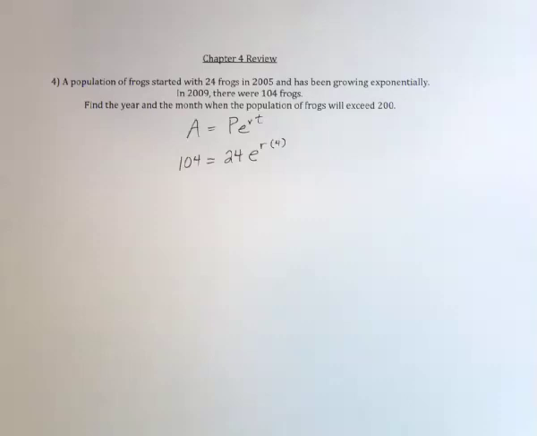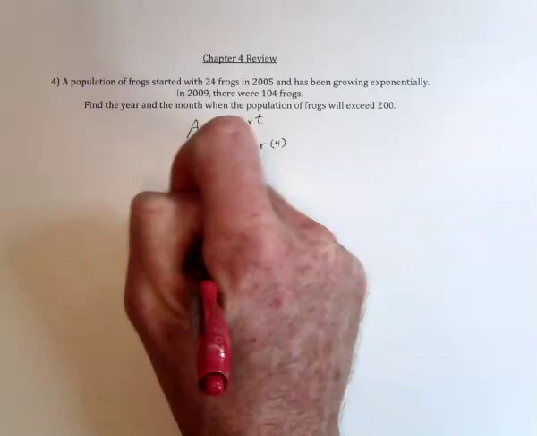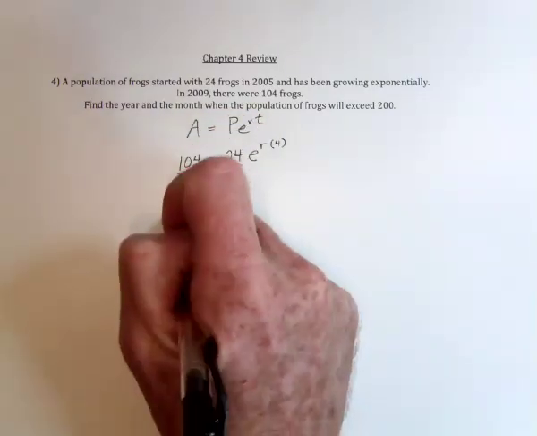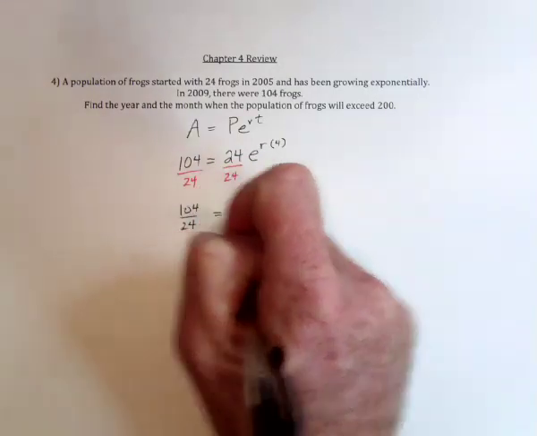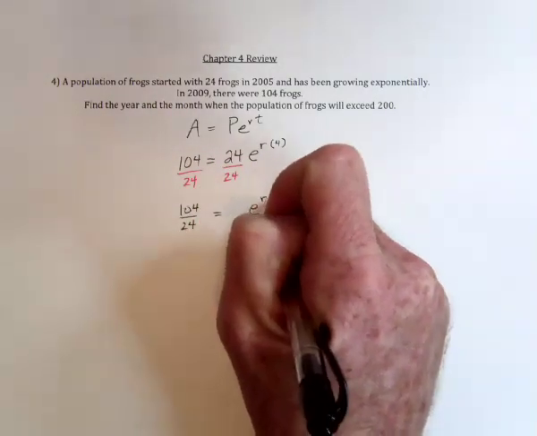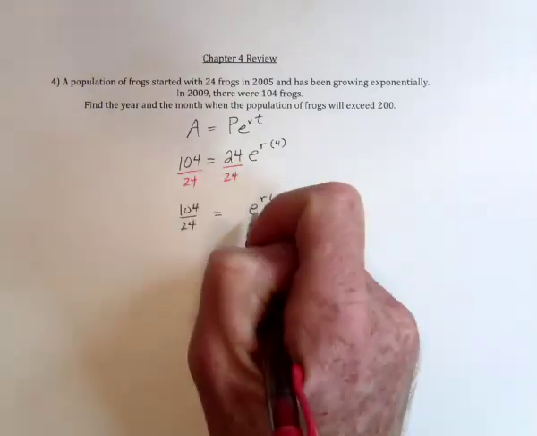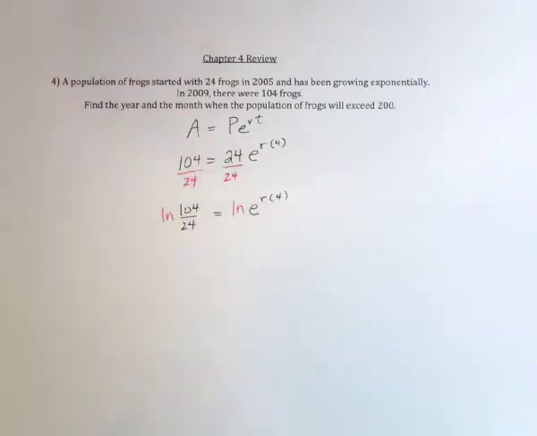So now to solve for r, we're going to have to take natural log, but the 24 is in the way, so get it out of the way by dividing both sides by 24. And you could reduce the 104 over 24 if you want, but we're going to be taking natural log of it in just a moment, so you can just leave it that way as well. So the next thing to do is use the opposite of the exponential function, which is the natural log function. Do that on both sides.